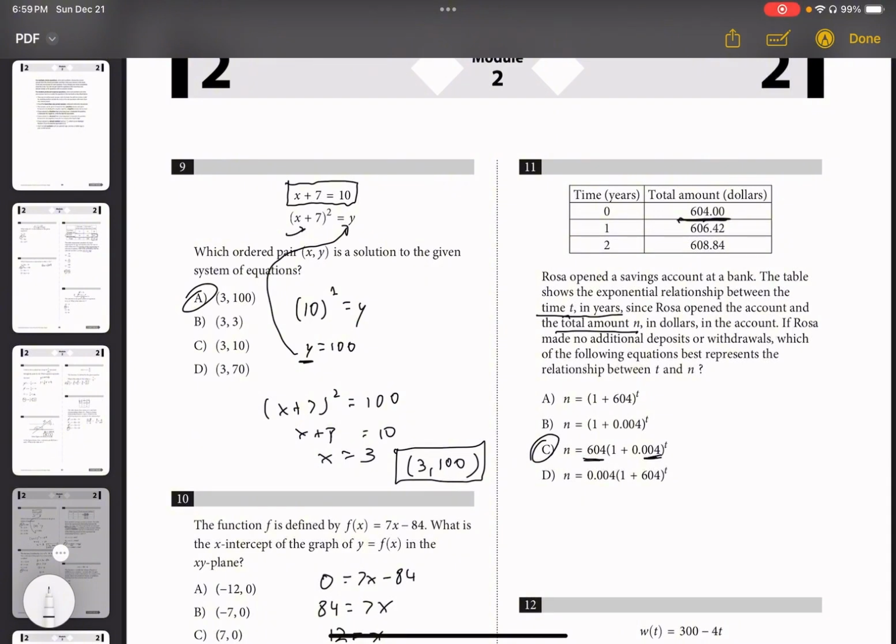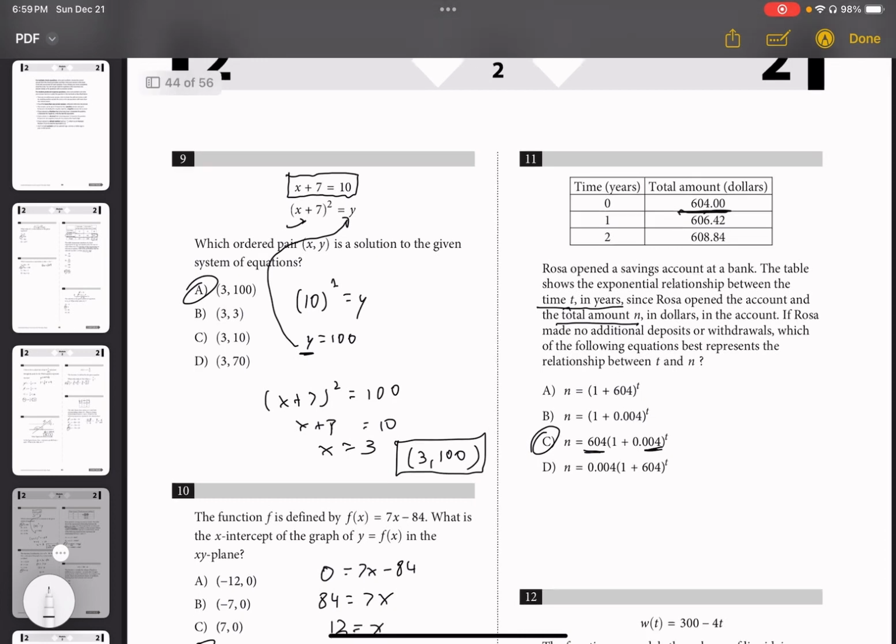604, just 1 second, 604 times 1.004, and we do get 606.416, which rounds to 42 if we're doing dollars. And then again, if we do 604 times, now this time we're going to have 1.004 to the second power, and that gives us 608.84. So option C is correct for this question.